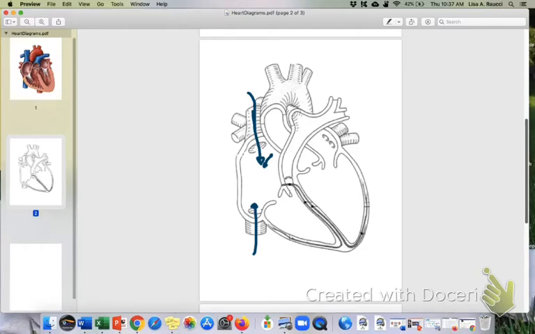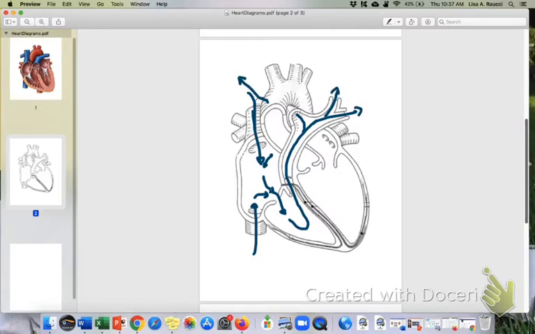The right atria is going to receive the blood, and then that right atria is going to send that blood through the tricuspid valves and down into the right ventricle. And then the right ventricle is going to contract and squeeze that blood up through the semilunar, which is called the pulmonary semilunar. And then that pulmonary semilunar is going to pump the blood out and out.